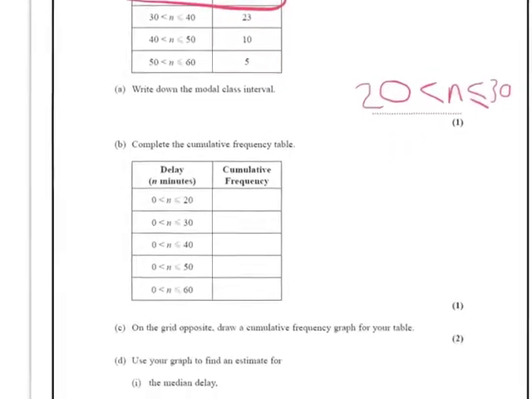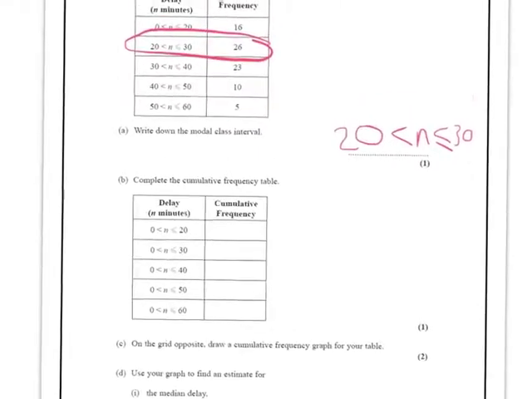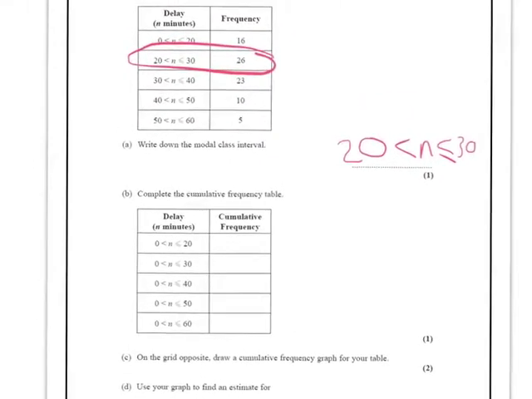Okay. Next part of the question is completing the cumulative frequency table. Well, cumulative frequency is just basically the running total, and so we're just going to add up the values of the frequency in the previous tables as we go along. So the first one's just 16. That's nice and easy. The next one, we add on the next frequency, which is 26. So 16 plus 26 is 42.